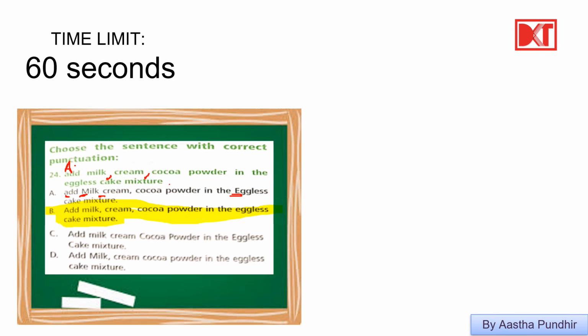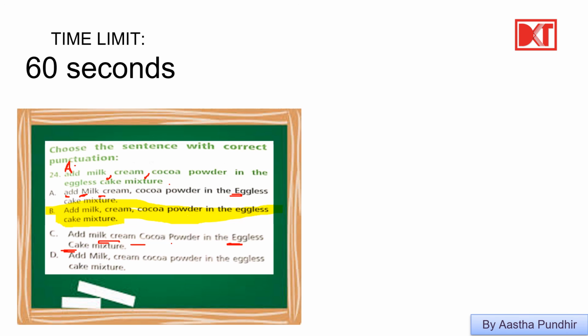Then in the C option, there is no comma between milk and cream. There is no comma between cream and cocoa powder, and C and P of cocoa powder is capital, which is incorrect again. Then eggless E is capital, which is incorrect. Cake C is capital, which is incorrect.